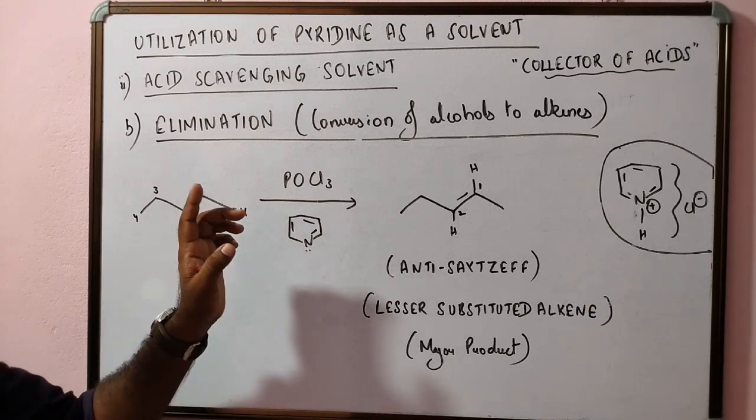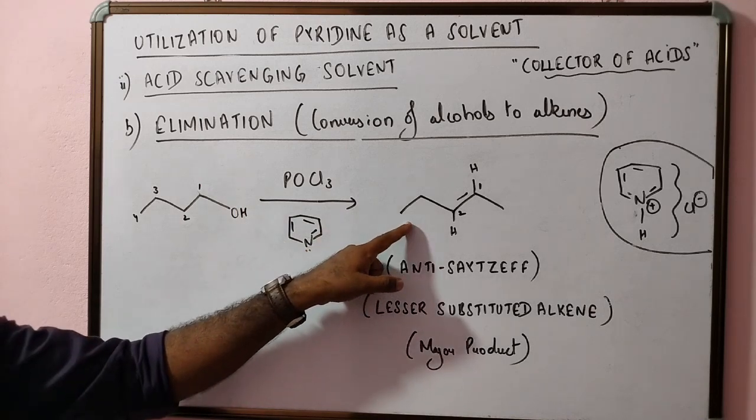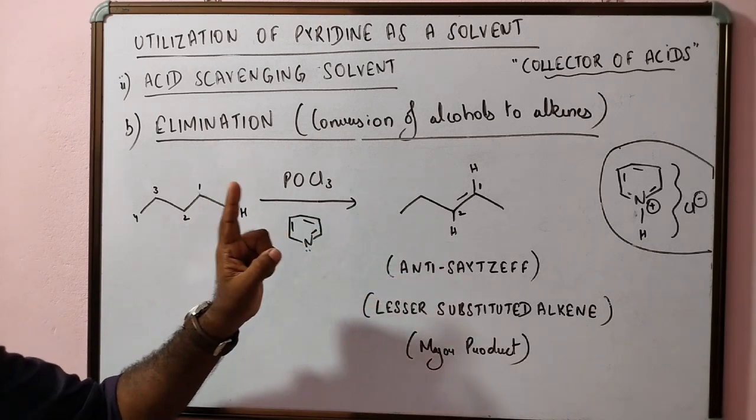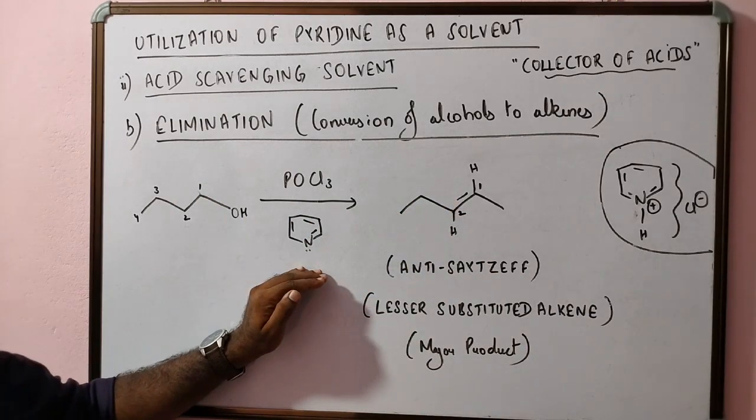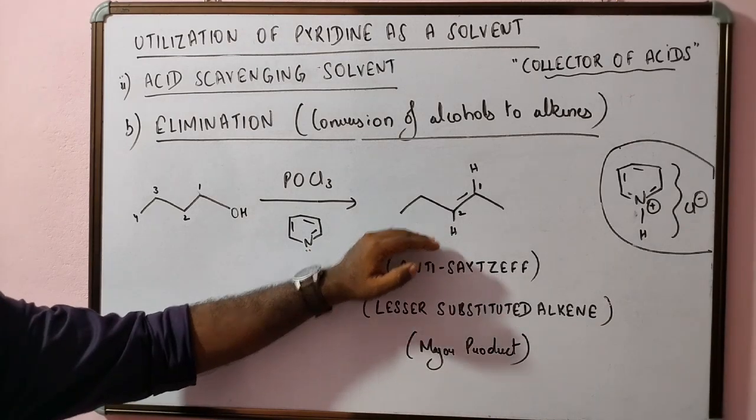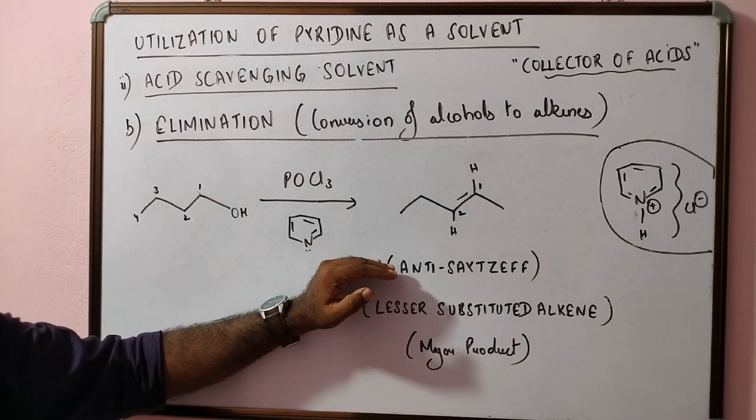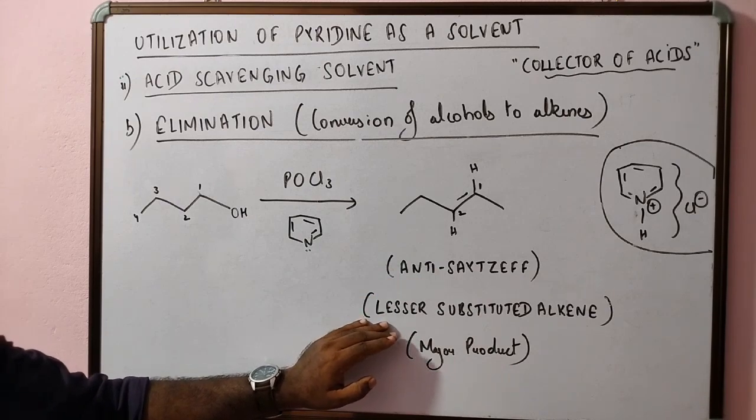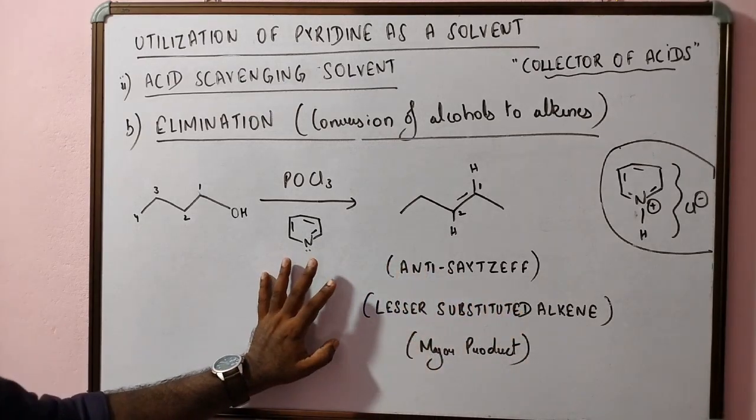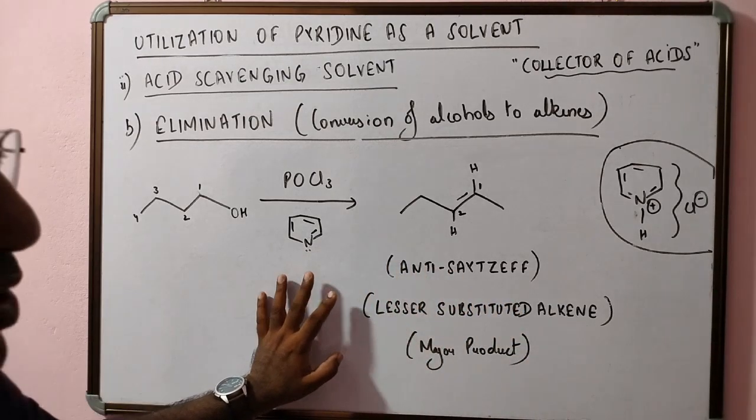determines the stereochemistry of the product. It determines where the double bond would come. When we use pyridine, what we get as the major product is the anti-Zaitsev product or the lesser substituted alkene. This, however, is of no relevance to the current topic.